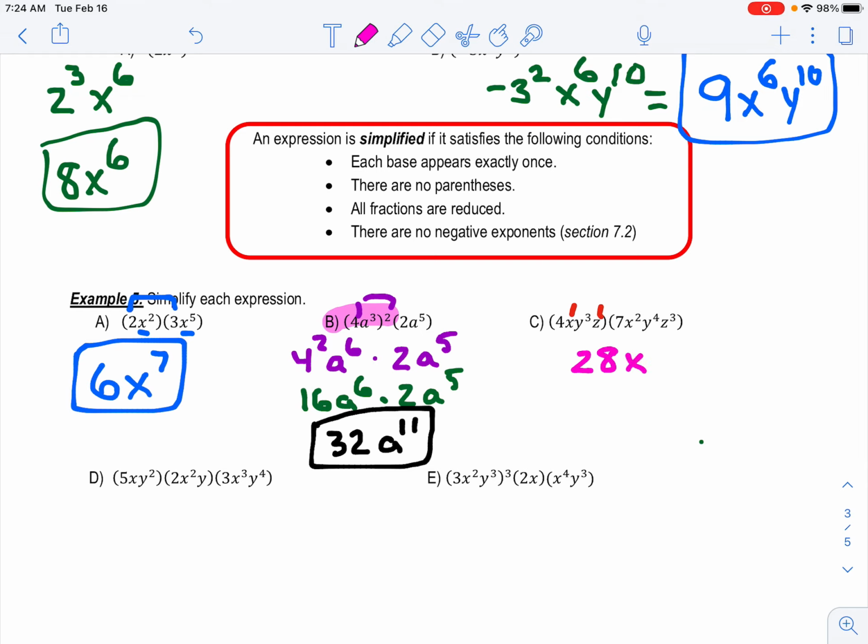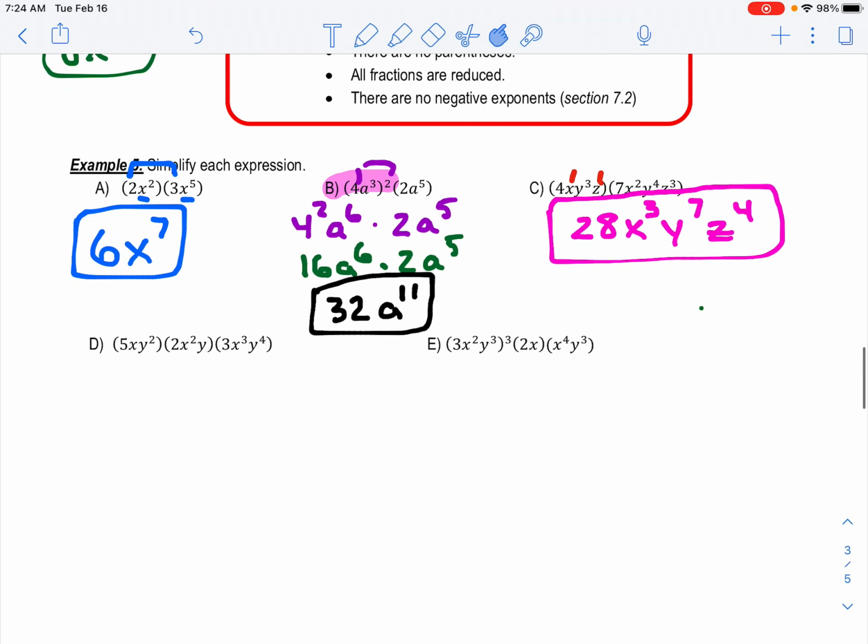I'm going to copy the x. I have an x^1 and an x^2, which gives me 2 plus 1 is 3. I have a y^3 and a y^4, so 3 plus 4 is 7. I have a z^1 and a z^3, so 1 plus 3 is 4. I've got each letter one time, and I multiplied my numbers already.